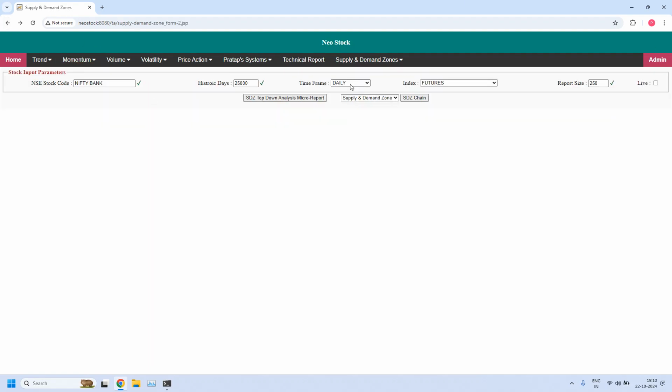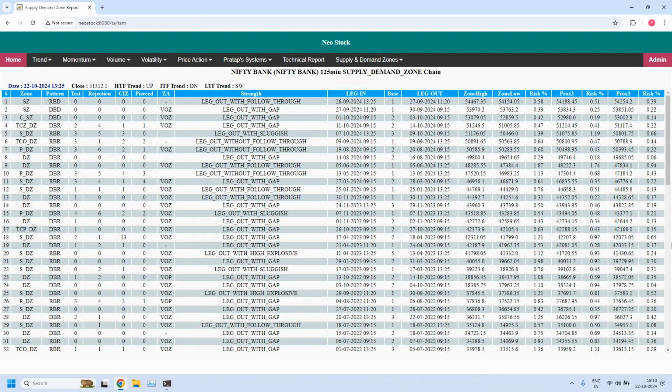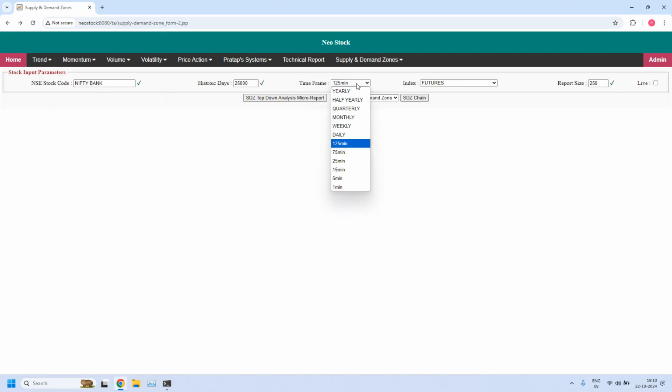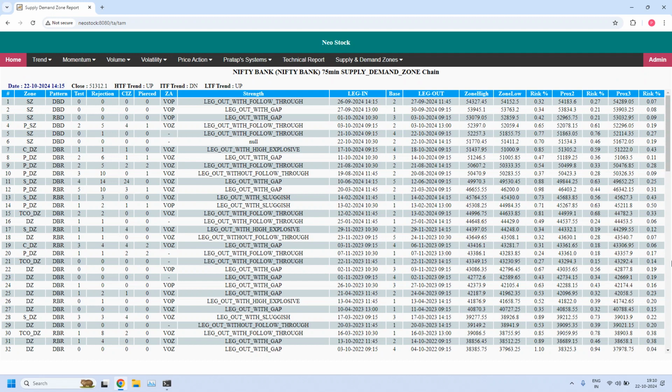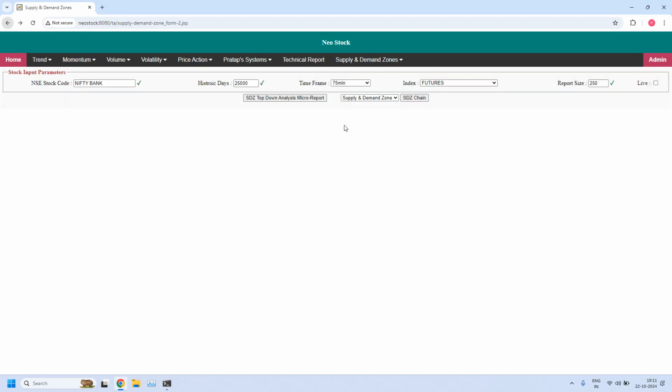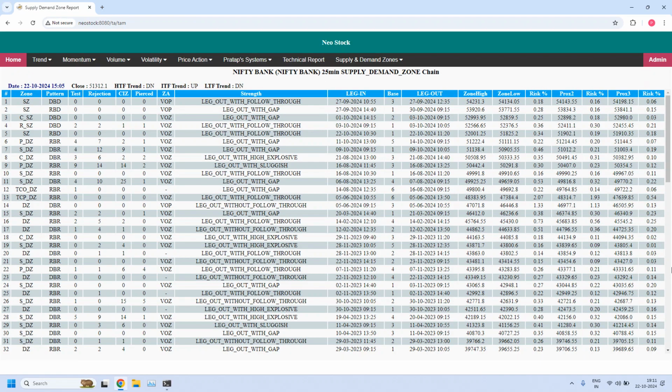Next time frame is 125 minutes, generating 125 minute supply demand zone chain for Bank Nifty. Next time frame is 75 minutes, generating 75 minute supply demand zone chain for Bank Nifty. Next time frame is 25 minutes, generating 25 minute supply demand zone chain for Bank Nifty.